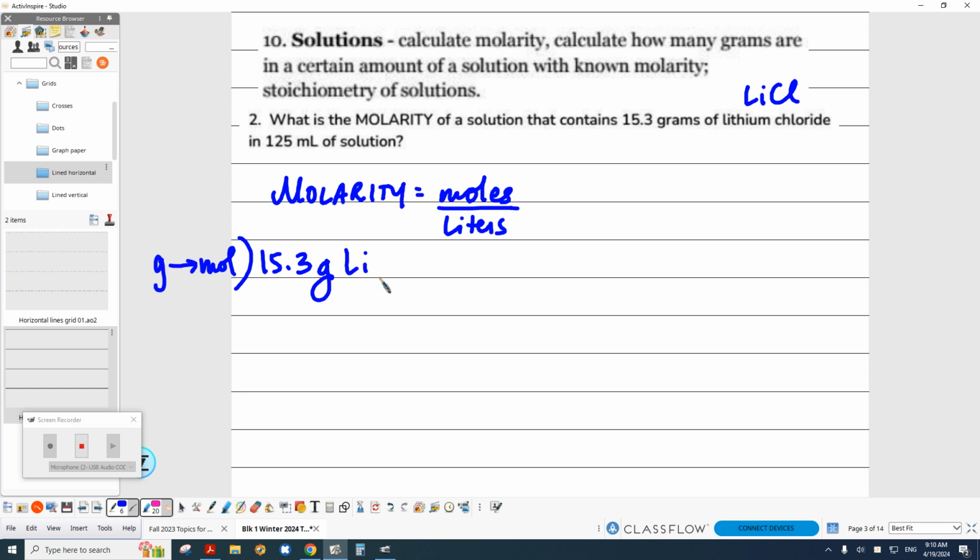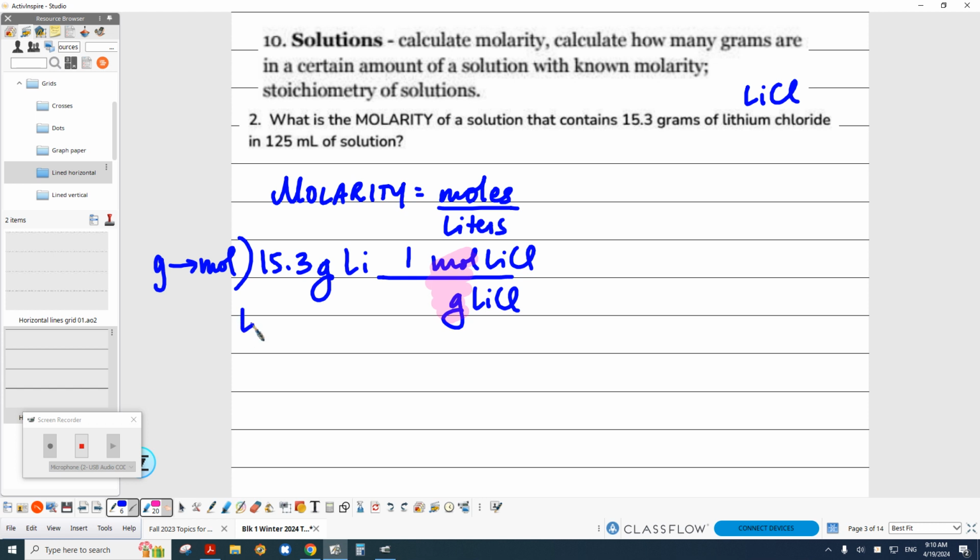And when you convert from grams to moles, we're going to put grams on the bottom of the conversion because that's what we're trying to get rid of. And we're going to put moles on the top because that's what we're looking for. 1 mole is... This relationship between moles and grams is the molar mass.